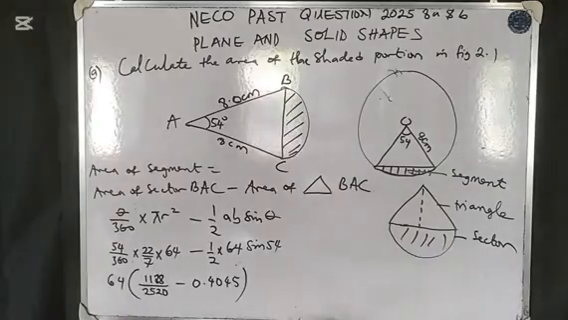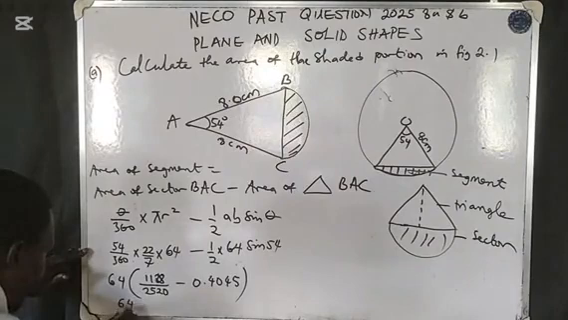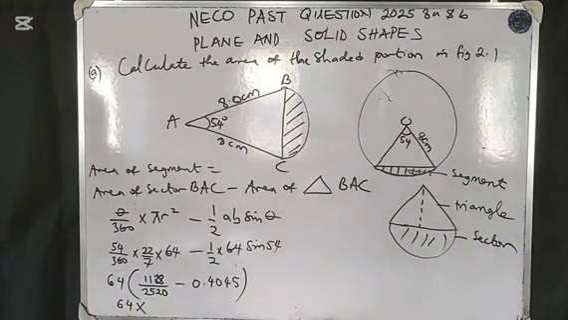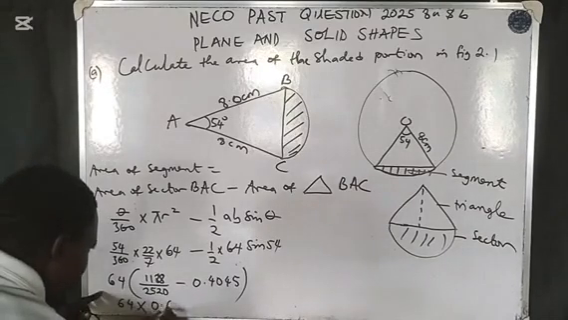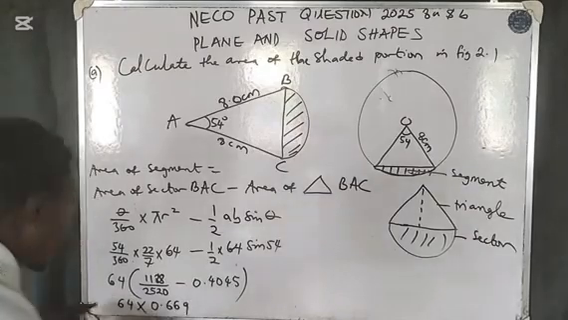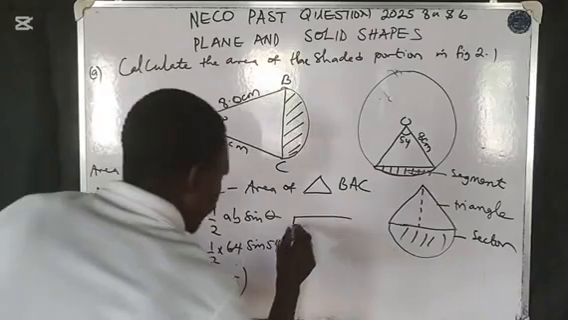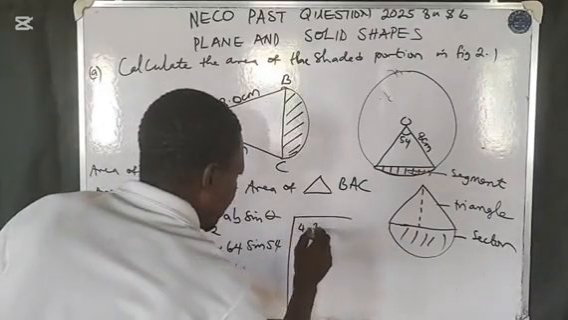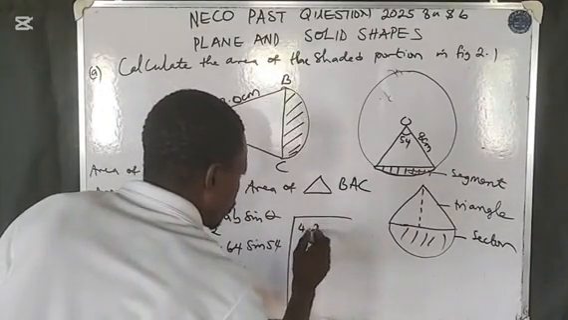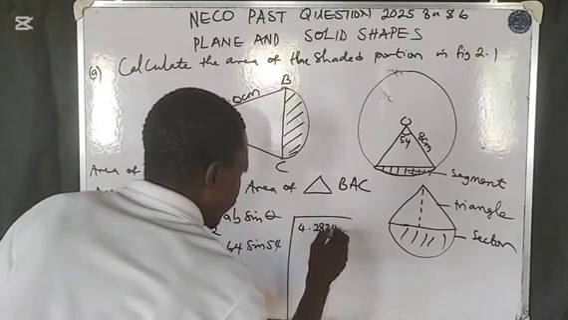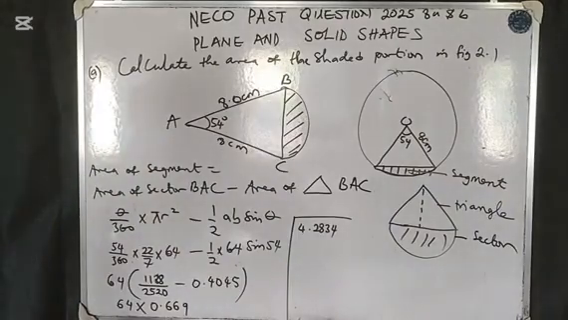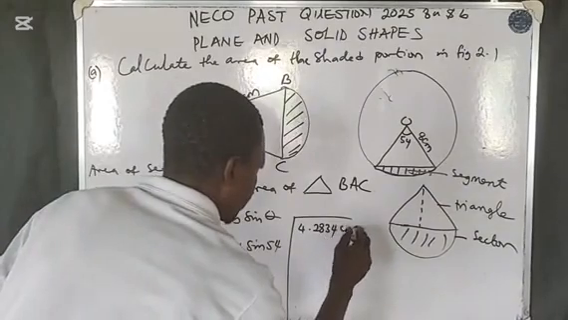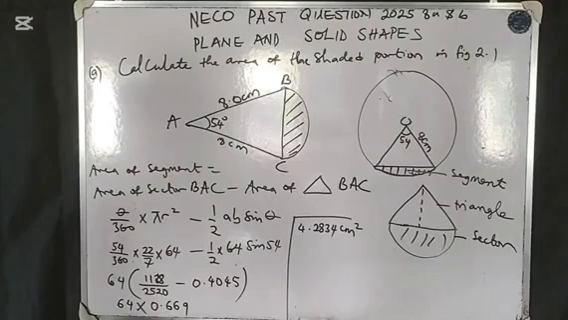0.4045, right? Confirm it and divide it by 2520. It becomes 64 times 0.669, right? Multiply by 64. 4.282834. What's the unit? Area, right? Centimeter square. Area of the segment. Area of the shaded portion.